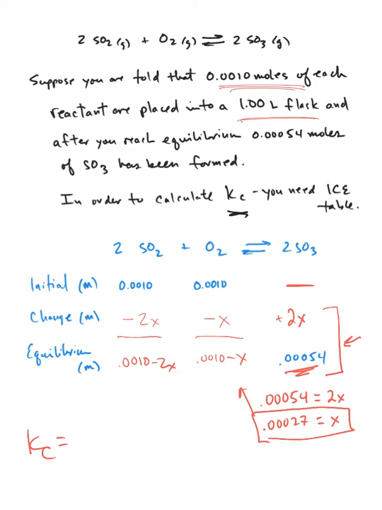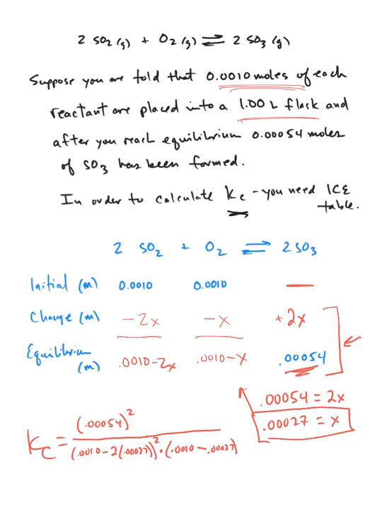So I'm going to put the concentration of SO3, which was 0.00054, squared as the numerator, and the denominator is going to be 0.0010 minus 2 times x, times 0.0010 minus the x, 0.00027. Whoops, I forgot my squared. This is a pretty ugly calculation here.